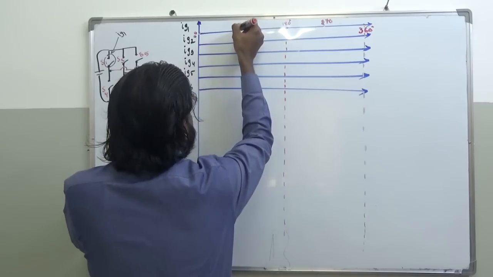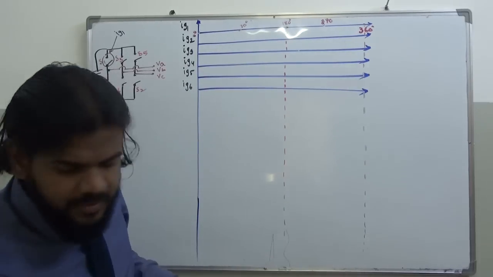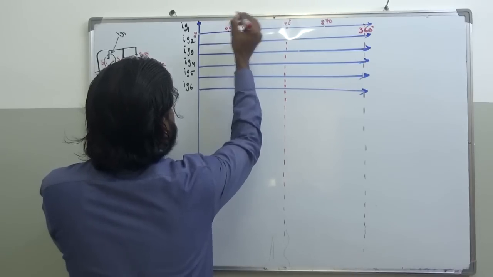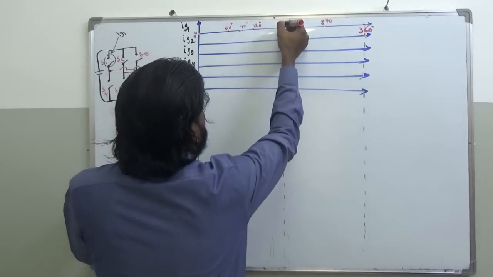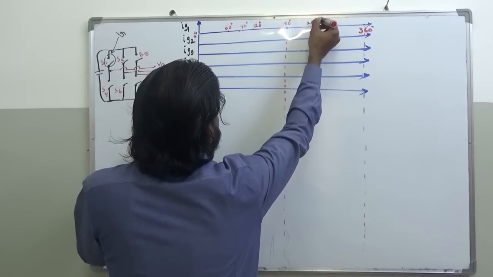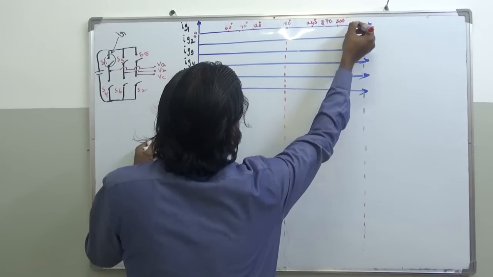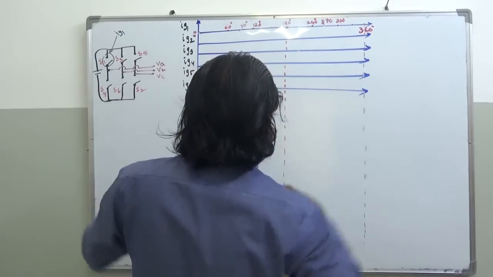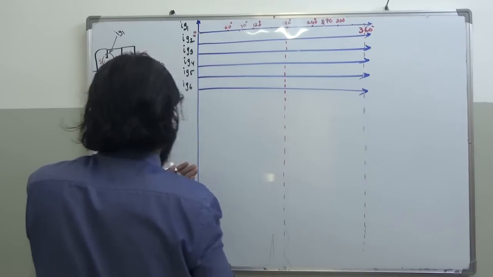Fine. And this is going to be 90. And this is going to be 60. And this is going to be 120. And this is 150. And this is 240. And this is 300. And this is 330, right? This is the angle. I'm distributing or fixing the angles, or indicating the angles here.